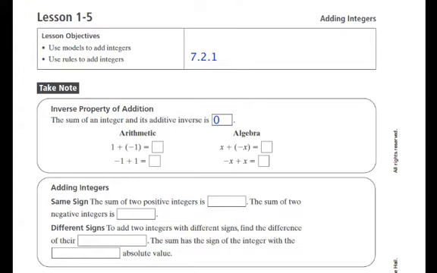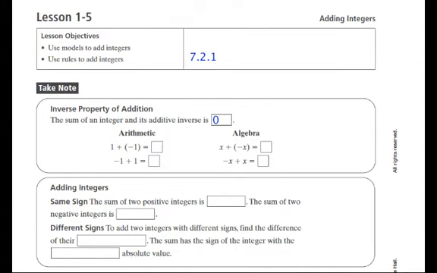Remember, an additive inverse is the same thing as the opposite of a number. 1 and -1 are additive inverses. 5 and -5 are additive inverses. They're opposites. Additive inverses are just opposite numbers. 1 plus -1 is 0. -1 plus 1 is 0. X plus -x is 0. -x plus x is 0.